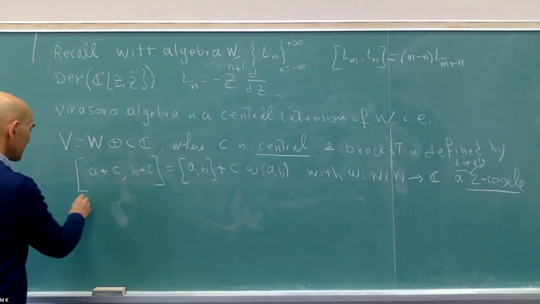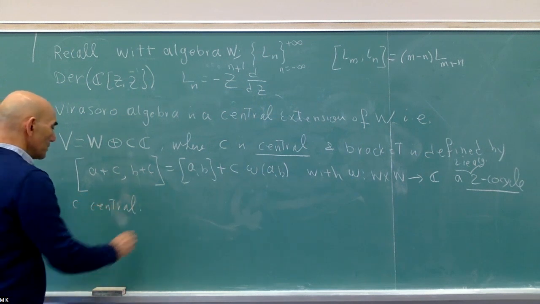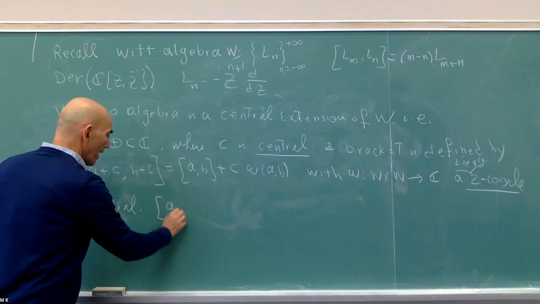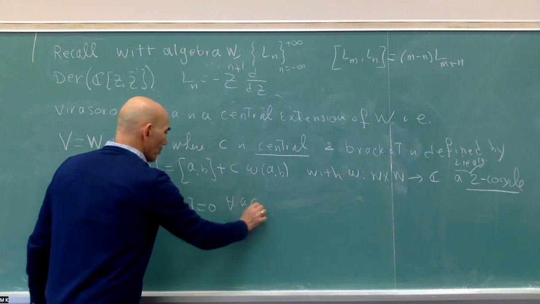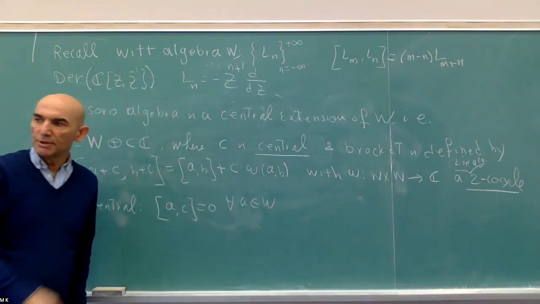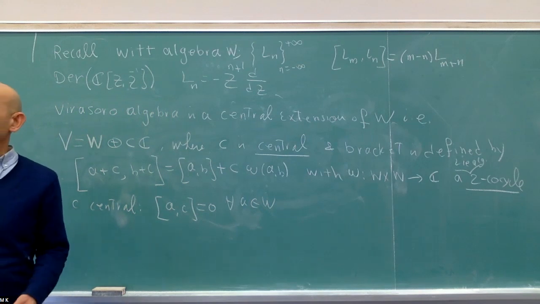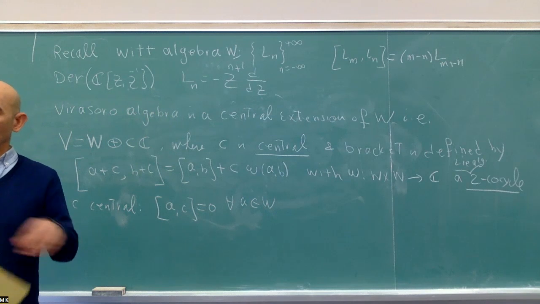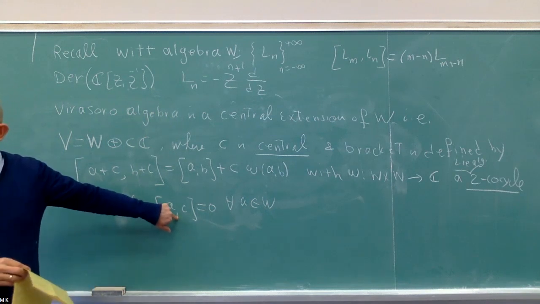First of all, C central means that the bracket of A and C is equal to 0 for all A belonging to W. We just want it to be central. You may ask why. I will explain why later on. That's a legit question, but I'll explain it a little later. But this is one of the conditions we want.